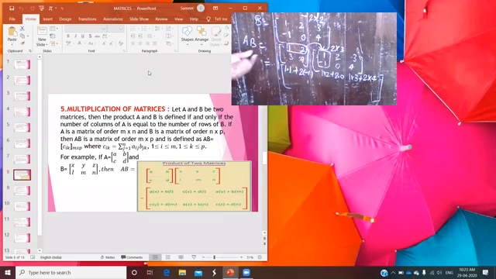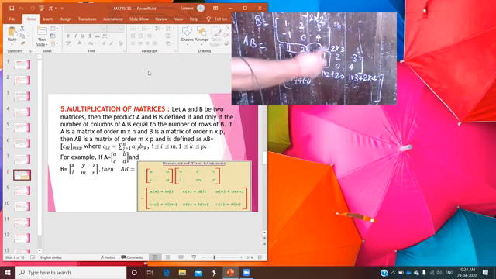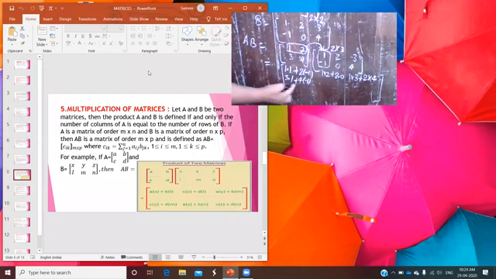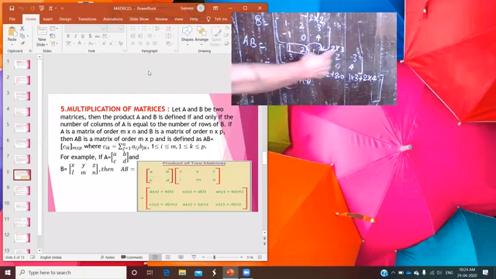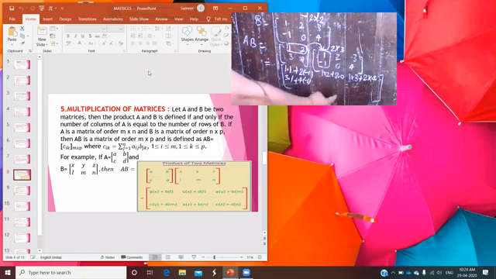In the same way, you have to do it for the second row. Proceed with the same process. First write second row, first column: 3 into 1 plus 4 into minus 1. So the second row is multiplying with the first column, and you have the element of second row, first column, and here is its position. In the same way, second row, second column, and this is the position of second row, second column.